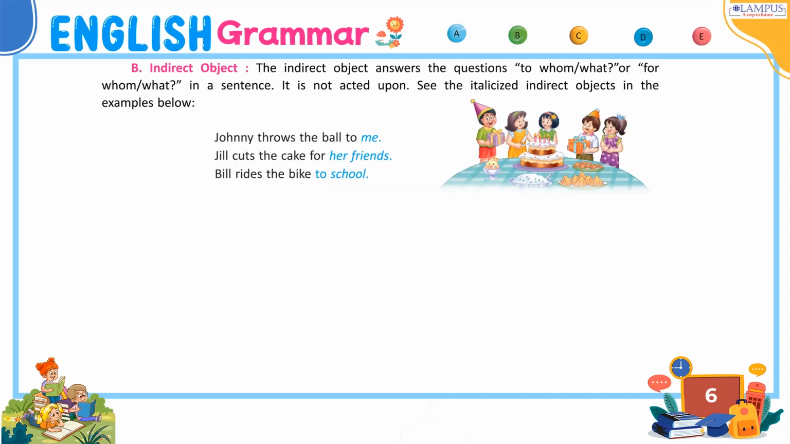B. Indirect object. The indirect object answers the questions, to whom, what, or, for whom, what, in a sentence. It is not acted upon. See the italicized indirect objects in the examples below. Johnny throws the ball to me. Jill cuts the cake for her friends. Bill rides the bike to school.